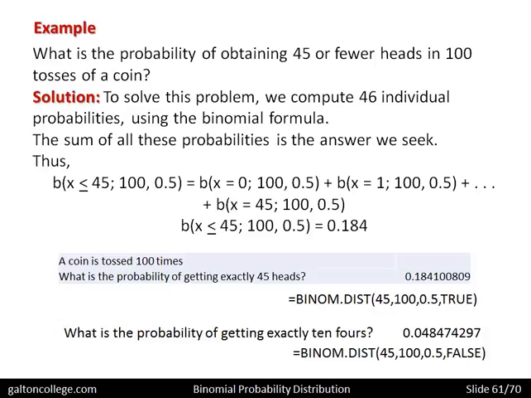If it's false, then the probability of getting exactly 10 fours would be that sort of figure. So we can use the binomial formula to give different figures.